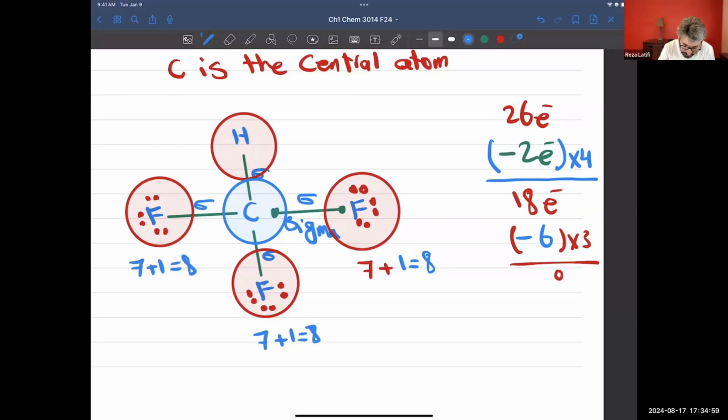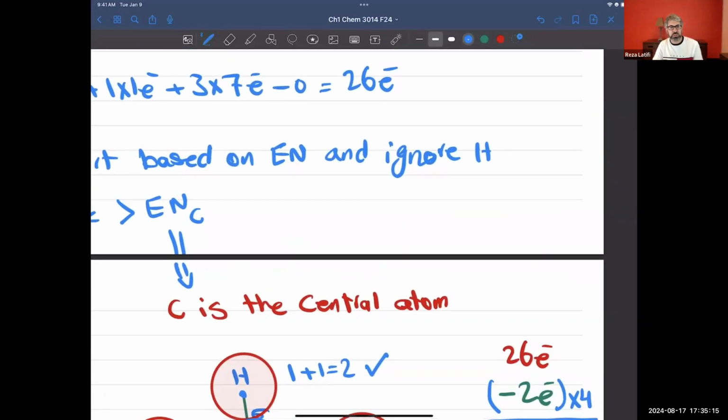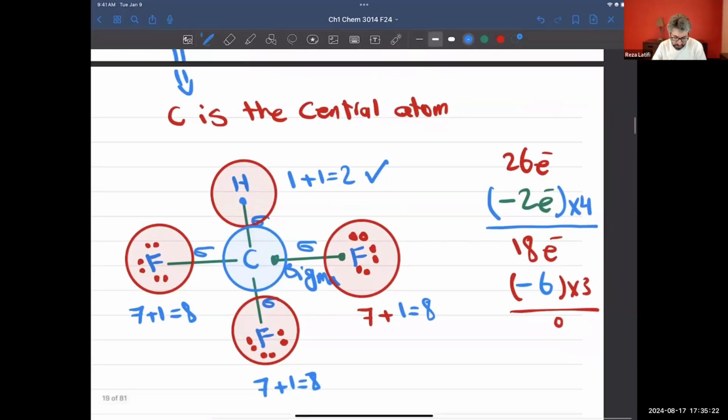How about hydrogen? Hydrogen has 1 electron, made 1 bond, so it is 2. So hydrogen is done. Hydrogen has only 1 orbital, and it can accommodate only 2 electrons. That was the reason I said don't include hydrogen here. I said ignore hydrogen when you sort them based on electronegativity. Hydrogen cannot be the central atom. Hydrogen is capable of making only 1 bond, because it has only 1 orbital.